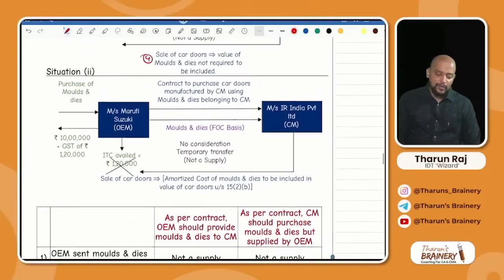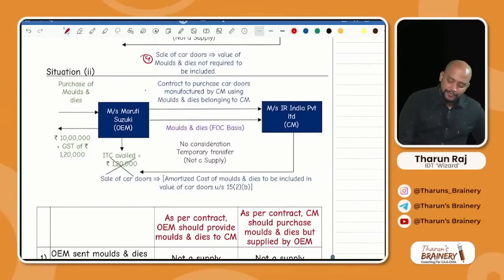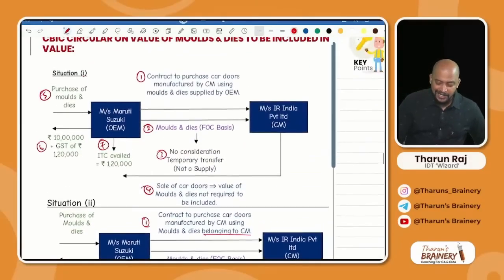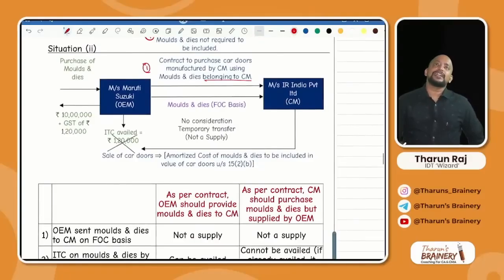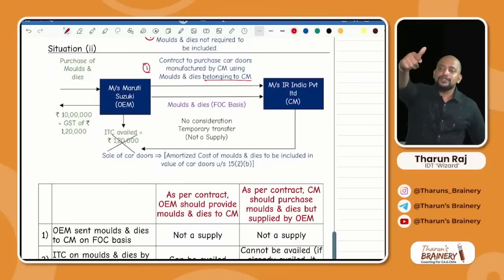Understood? Next one. Second situation. In the second situation, what happened, you see. First, Maruti Suzuki entered into a contract with the component manufacturer to buy the car doors manufactured by the component manufacturer using the molds and dies belonging to the component manufacturer. Here molds and dies are supplied by the original equipment manufacturer. There is a difference. Now in this case, who should buy the molds and dies? IR India. But who supplied it? The recipient. So it is supplier liability met by the recipient. So therefore it should be included in the value.